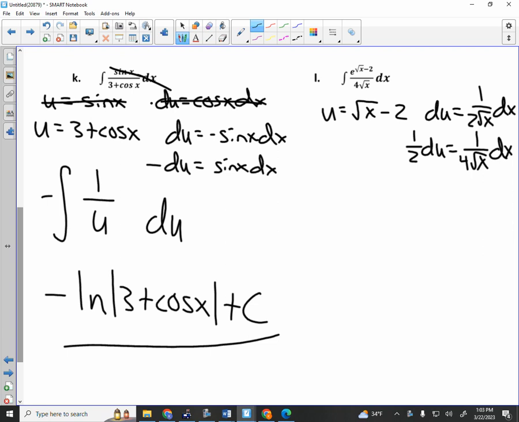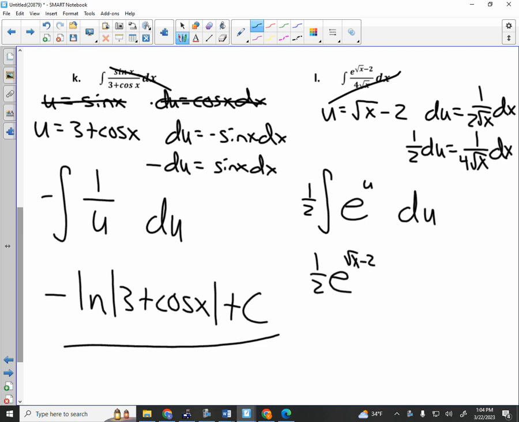My substitution is complete. I have 1/2 integral du. If this problem looks familiar, you had basically the same problem a couple tests ago, multiple times. So we have practiced this. I get to get rid of that. What remains? E to the u. And so you get 1/2 e to the u, which is the root of x minus 2, plus a constant.